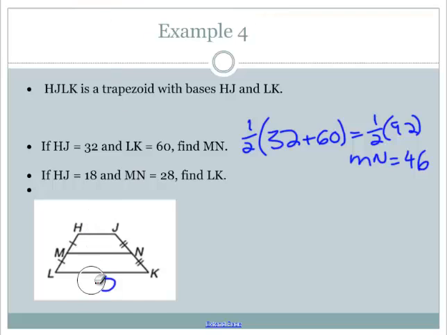Now, let's erase these because we have new numbers, but same picture. Now we have HJ is 18 and MN is 28. Find LK. When you're given the median, we're going to do it like we did when we were given the midpoint and we had to find the other endpoint. What I'm actually going to do is I'm going to find the rate of change. How do I get from 18 to 28? I'm going to add 10. So to get from 28 to this side, I add 10 as well. That's 38. So LK equals 38.